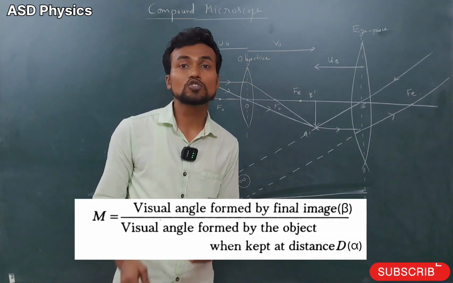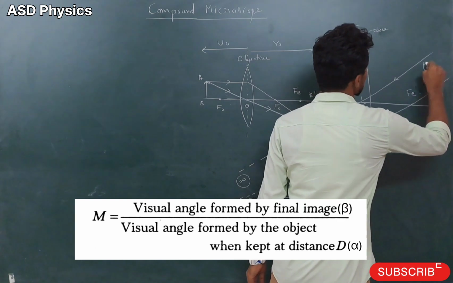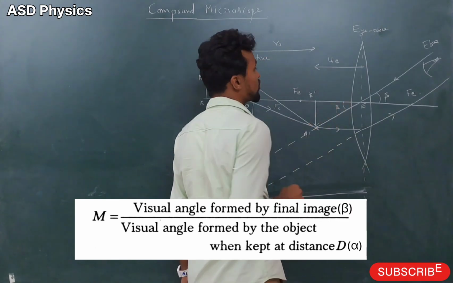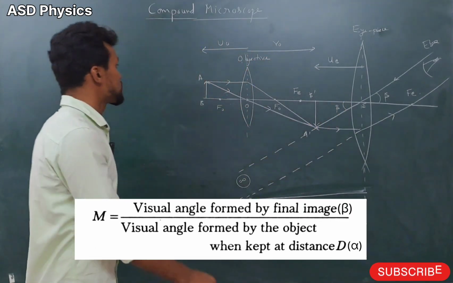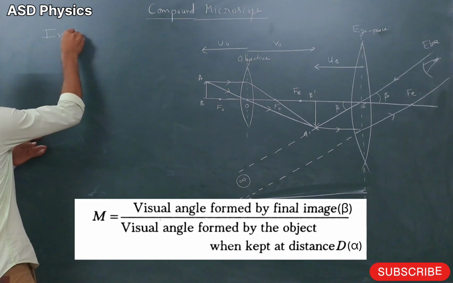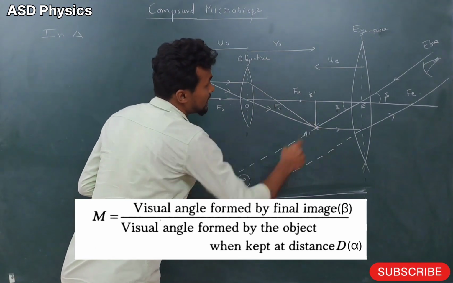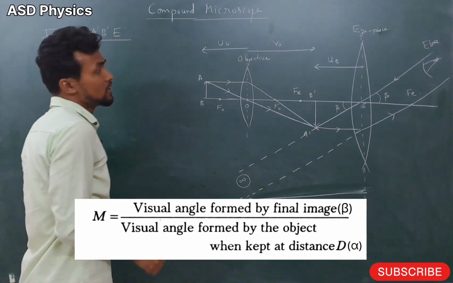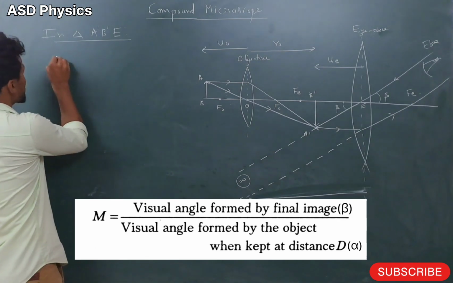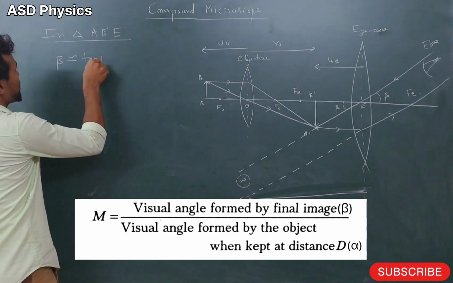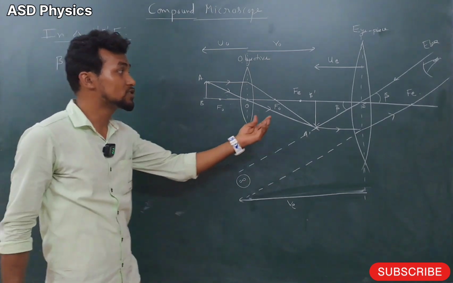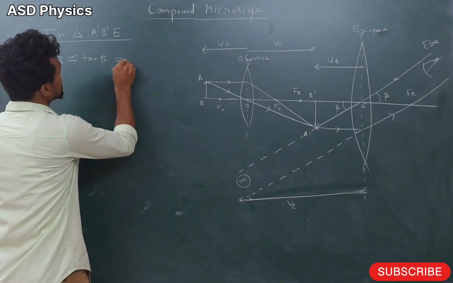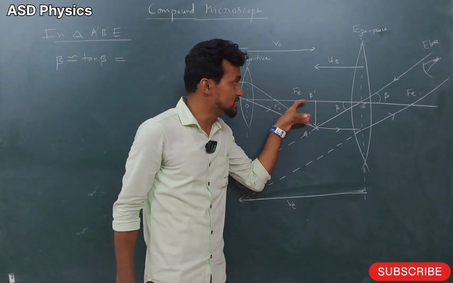As I told you, visual angle. Here the human eye is there. This angle beta, this is called which angle, my dear students? That is called the visual angle. So let's see the derivation now. Here I am writing in triangle A'B'E. Here I will write this beta. If the angle is small, this beta will be approximately equal to tan beta. This is the visual angle formed by the final image. So this is going to be how much? Opposite by adjacent. So opposite is where?